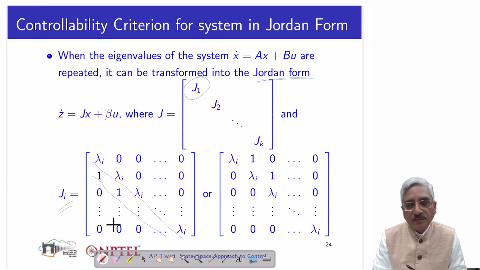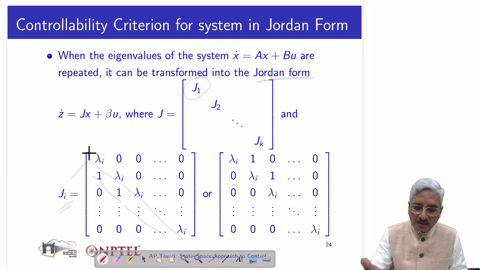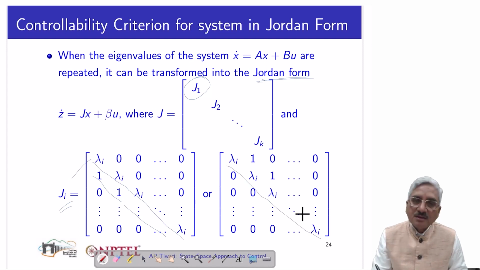This is one form. Another form may be obtained depending upon how the generalized eigenvectors are arranged. If they are arranged one way, we will get this; if they are arranged differently, then we will get this, in which the eigenvalues will still be on the diagonal. However, the entries are on the upper diagonal. That will be unity. Now, for both the things, the criterion is simple.